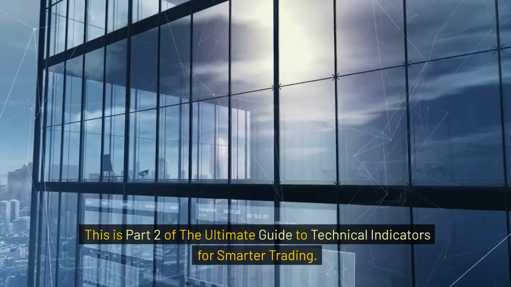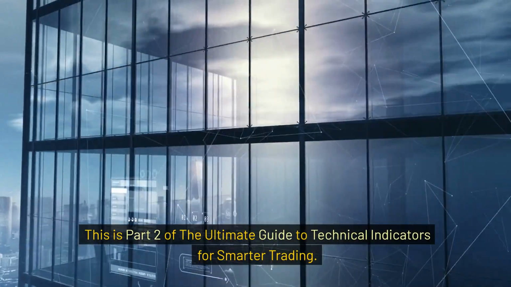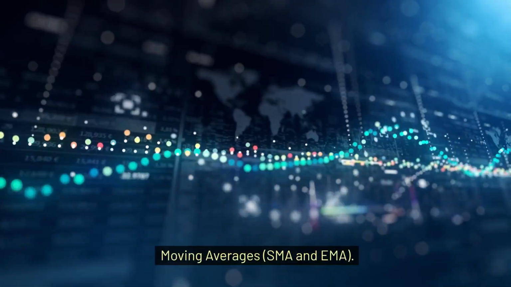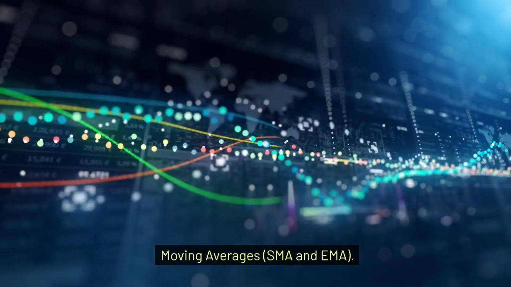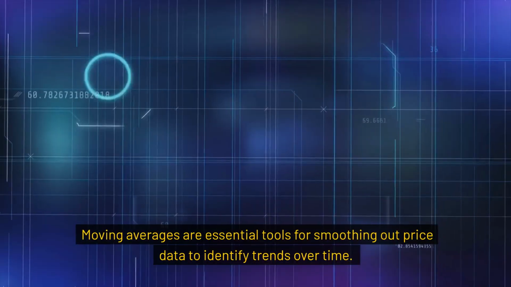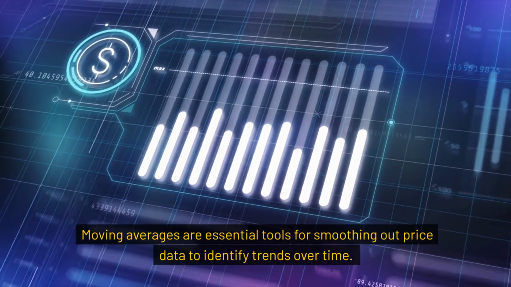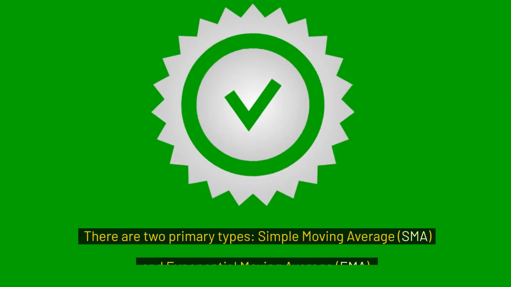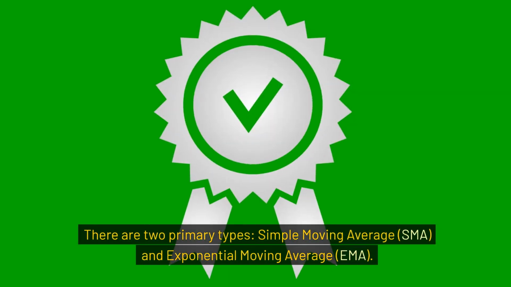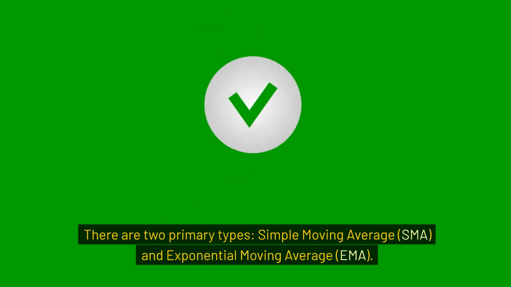This is part 2 of the ultimate guide to technical indicators for smarter trading. Moving averages, SMA and EMA. Moving averages are essential tools for smoothing out price data to identify trends over time. There are two primary types: Simple Moving Average, SMA, and Exponential Moving Average, EMA.